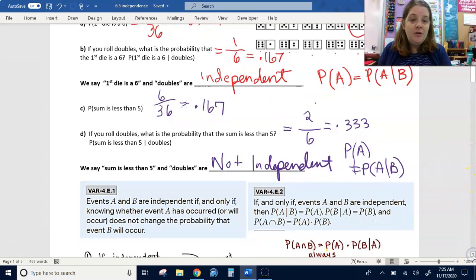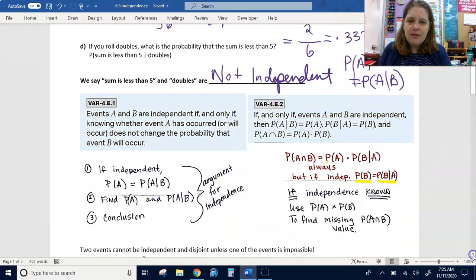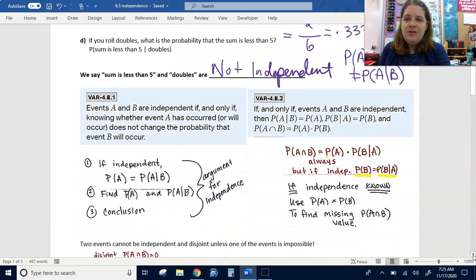So basically, if these two things are independent, we would expect to see the probability of A equals the probability of A given B. If I want to make this argument, I would say if these two things are independent, the probability of A should equal the probability of A given B. In other words, B shouldn't change this probability. Then I would actually find the probability of A and the probability of A given B and see if they're the same.